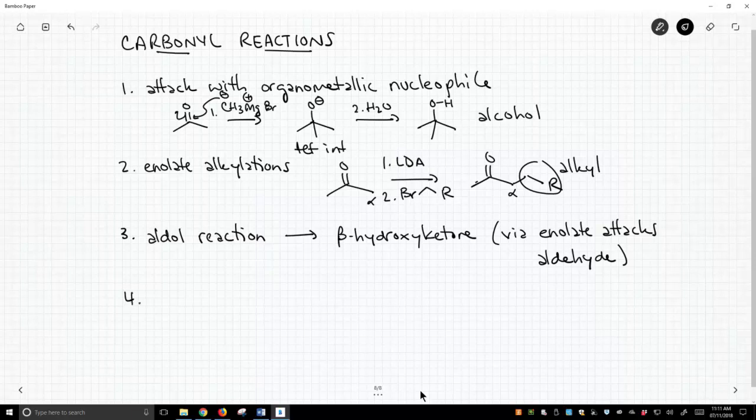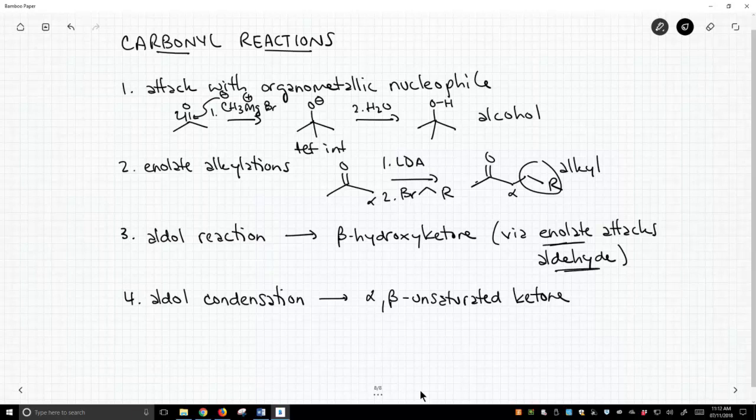What's our fourth reaction among all these carbonyl reactions? It's the other flavor of the aldol processes. It's the aldol condensation. And in this case, we formed an alpha beta unsaturated ketone. And much like the aldol reaction, we had an enolate attacking an aldehyde.